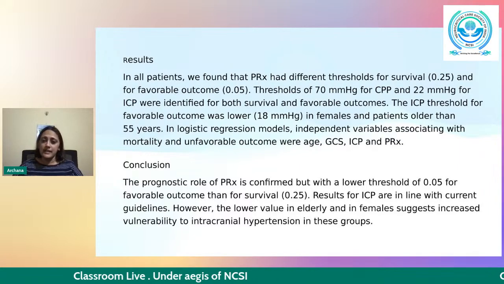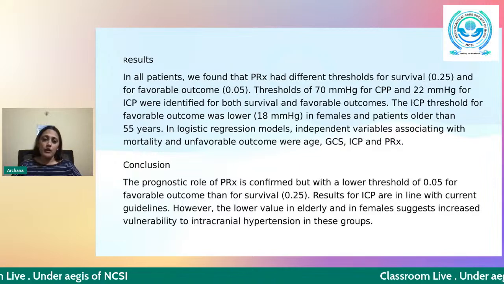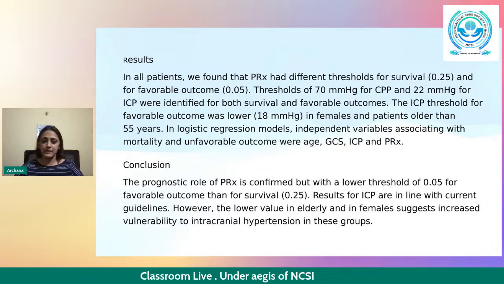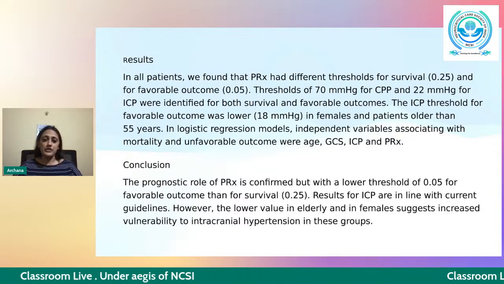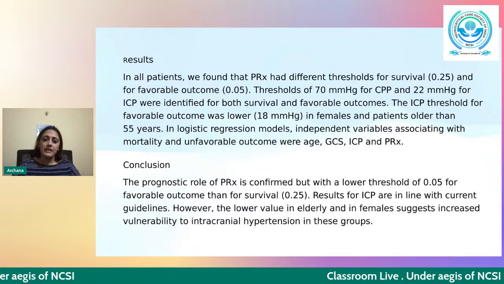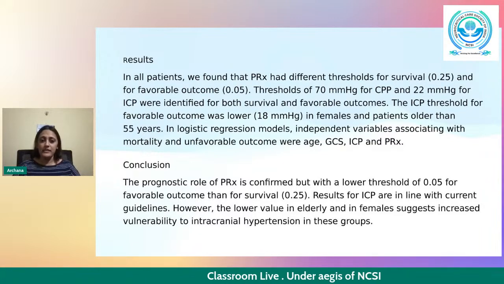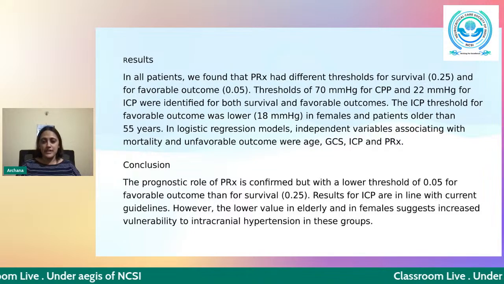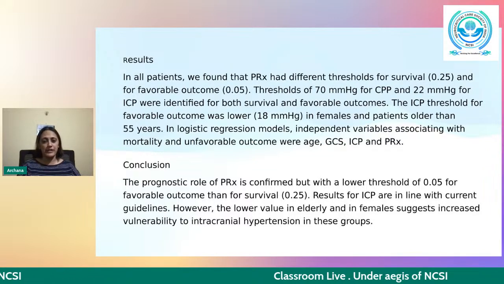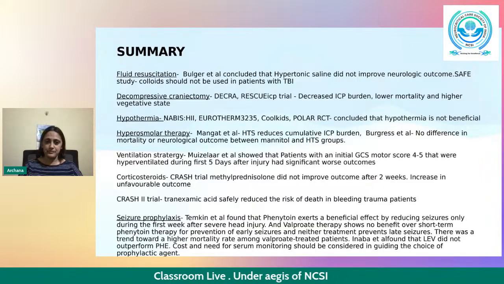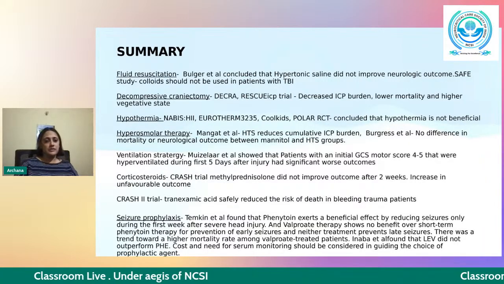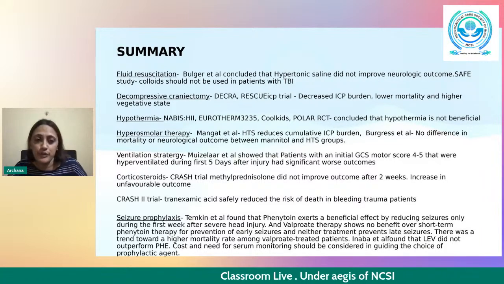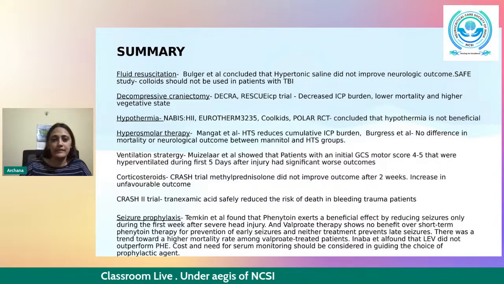And the ICP threshold for favorable outcome was lower in females and in patients older than 55 years. So here the prognostic role of pressure reactive index is confirmed, and the results in the ICP are in line with the current guidelines. However, the lower value in elderly and in the female suggests an increased vulnerability to intracranial hypertension in these groups. Now this is just a summary, and this is the trial from which the guidelines were taken.